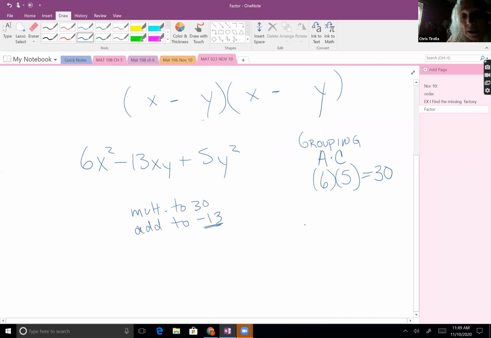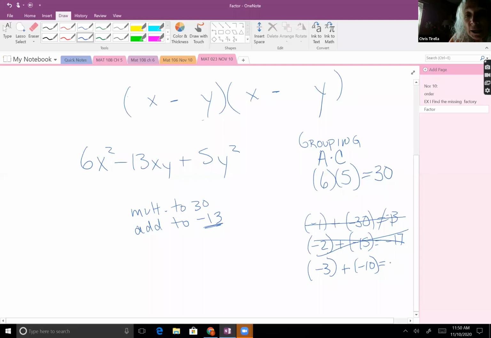So let's see, if I have negative 1 times negative 30, those definitely don't add to negative 13. They add to negative 31. If I take negative 2 times, let's see, 2 times 15 would give me 30. Those add to negative 17, which is not what I want. If I look at negative 3, let's see, 30 is 3 times 10. Negative 3 plus negative 10 is going to be negative 13, which is what I want.